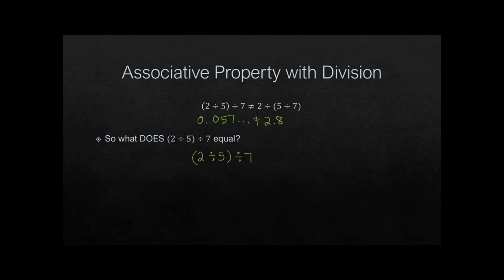And I'm trying to find a different way to do this problem. So just like with the commutative property of division, let's turn all of our division into multiplying by the reciprocal so that we can have the multiplication here. So we've got 2 times 1/5. The reciprocal of 5 is 1/5. And then also we have a division by 7, so its reciprocal is 1/7. This is just the definition of division, that we are allowed to do this.